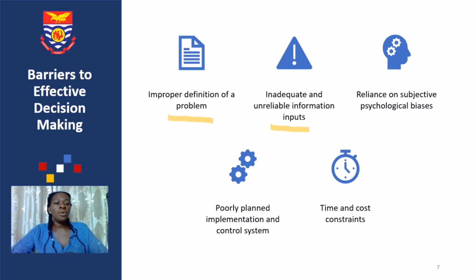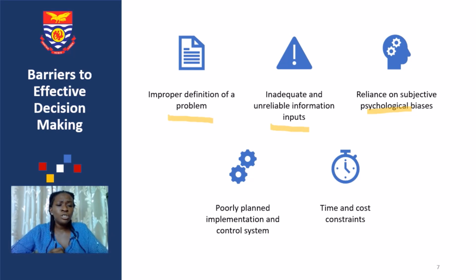Inadequate or unreliable information inputs, like I said, garbage in, garbage out. If you give the wrong information to your doctor, he would also give you wrong medicine, wrong prescription as well. Reliance on subjective psychological biases. When it comes to decision making as managers, as much as possible, subjectivity should be put aside. Objectivity is what we want to do. Base it on facts. Be very objective and not just subjective, based on what you think or what you feel is right or what you feel is supposed to be.